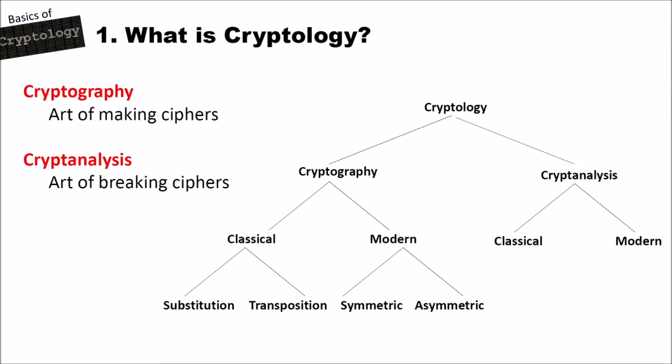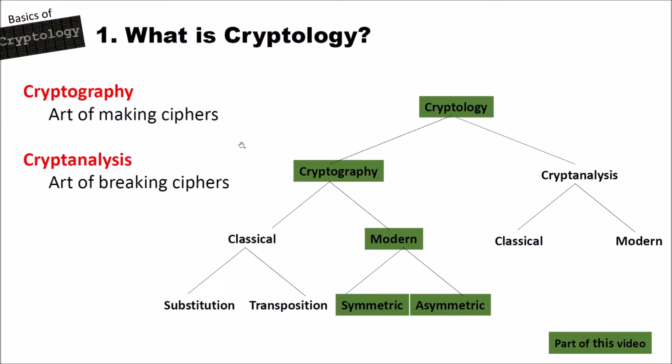But before we start, we will have a look at this graph here, which you probably remember from all the videos of this series. Cryptography is the art of making ciphers, and cryptanalysis is the art of breaking ciphers. And in this video with hybrid encryption, we will have a look at cryptology, cryptography, modern cryptography, and of course, since we have hybrid encryption, we need symmetric and asymmetric cryptology.